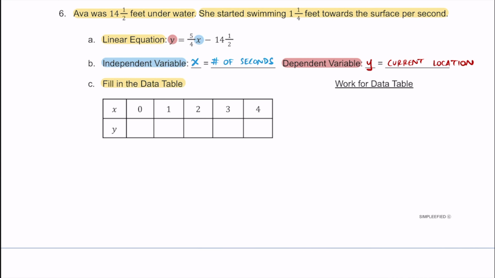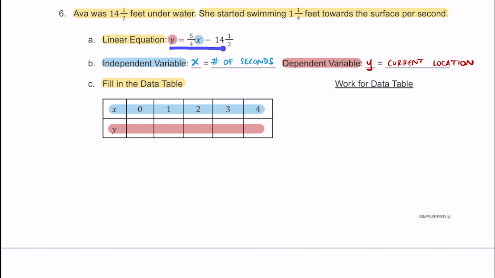Let's fill in this data table together now. Let's take all these given x values of 0, 1, 2, 3, and 4, and these are just telling us how many seconds have gone by. And let's use that information to figure out all these missing y values, or figuring out Ava's current location at these different times.